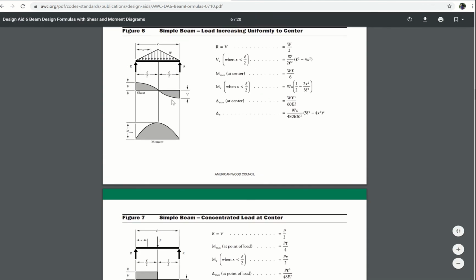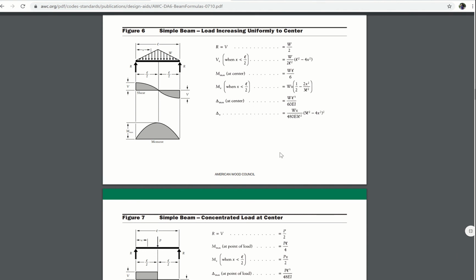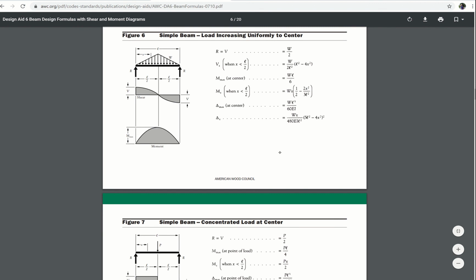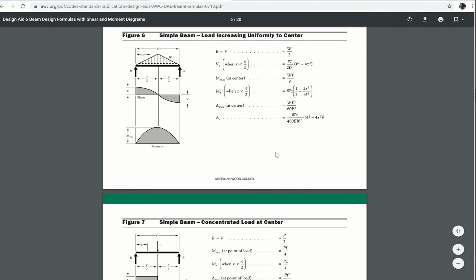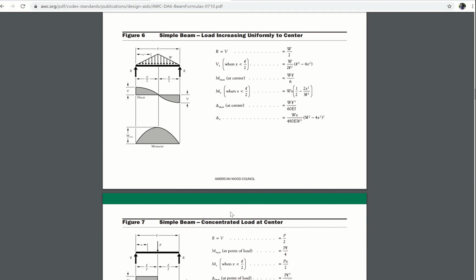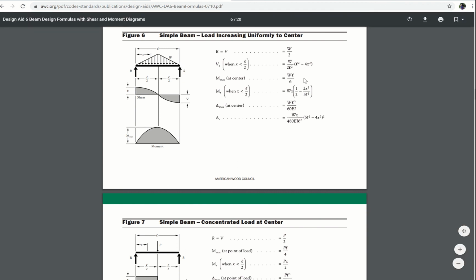That's where we are. And hopefully you get the same shear and the same bending. So what we're interested in is this maximum bending. We know it happens at center. It's going to be this value, it's going to be WL over 6. And this W is basically your maximum distributed load density, which you just found. So, W times L over 6.